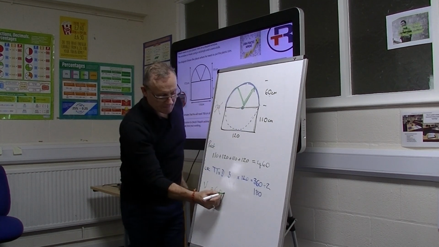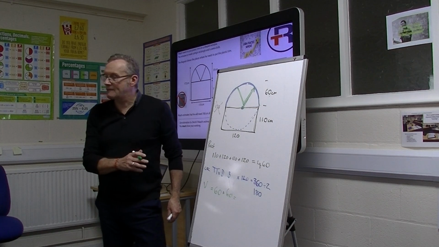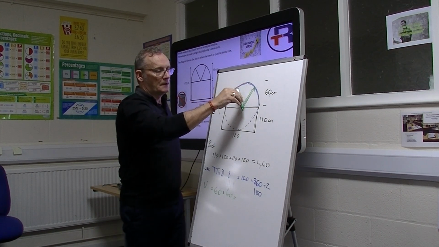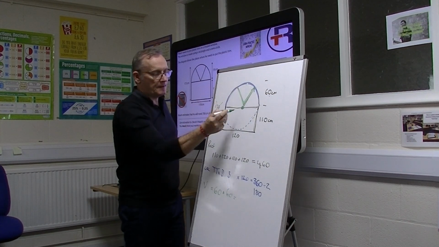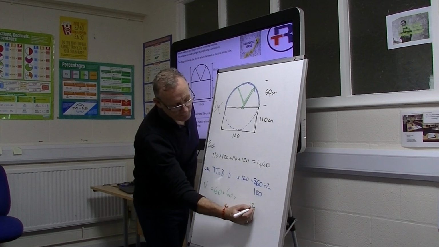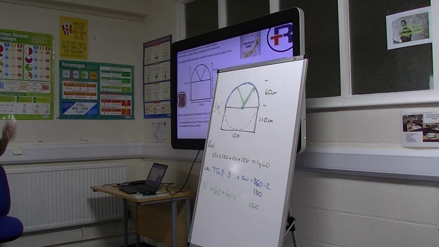plus 60. You can see where that's come from. Yeah? You see where we've got the two 60s from. Yeah. That one's 60 because it's the radius, and that one's 60 because it's the radius. There's the centre of the circle, remember. 60 plus 60 is 120. We've done the hard part of the sum.